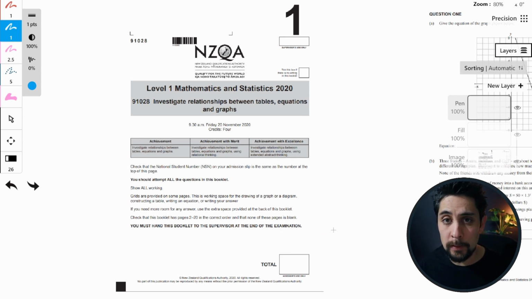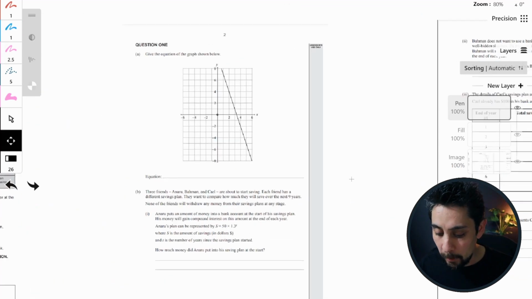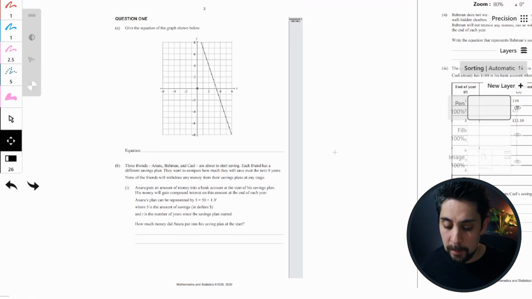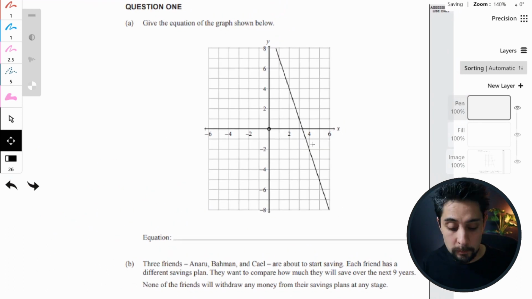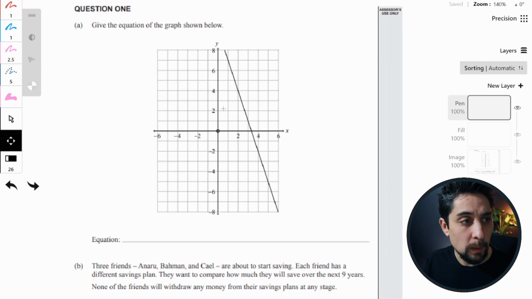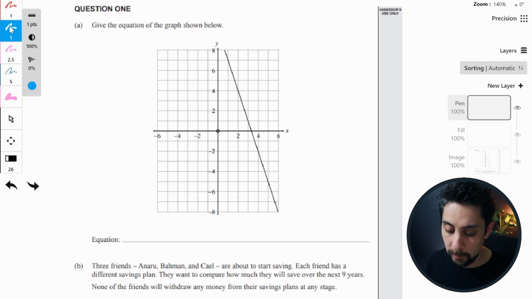So let's get straight into the first question. Now I will be writing down on my pad, so I'll be facing downwards as I go through these, and on occasion I may need to bring out the calculator. So let's see what we can do. Question 1. Give the equation of the graph shown below.